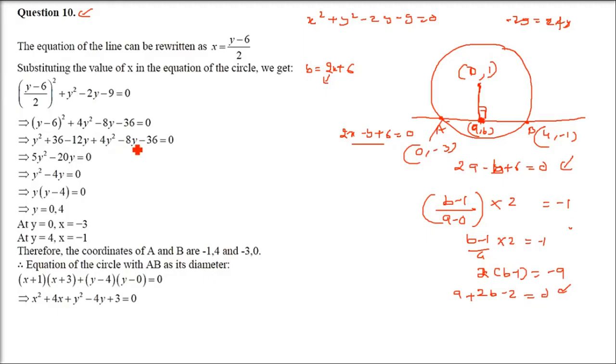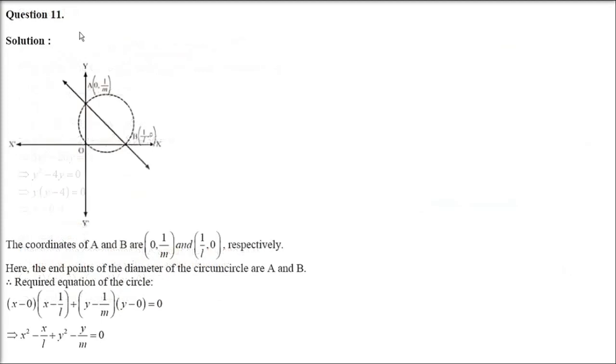So now you have x1, y1 and x2, y2. That is minus 3, 0 and minus 1, 4. So x1, y1 you can take as minus 3, 0 and x2, y2 as minus 1, 4. The equation will come.